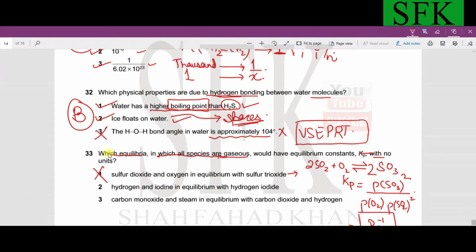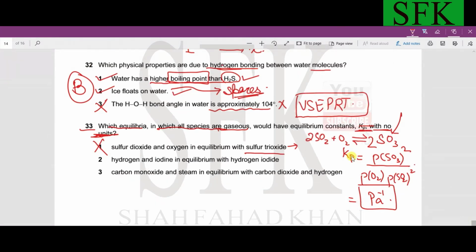Now, MCQ number 33. Which equilibria in which all species are gaseous would have equilibrium constant Kp with no units? Which one will have Kp with no units? The first one is sulfur dioxide reacting with oxygen in equilibrium with sulfur trioxide. This is actually the contact process. If we write down the expression for Kp, it is the partial pressure of sulfur trioxide squared divided by the partial pressure of oxygen times the partial pressure of sulfur dioxide squared.